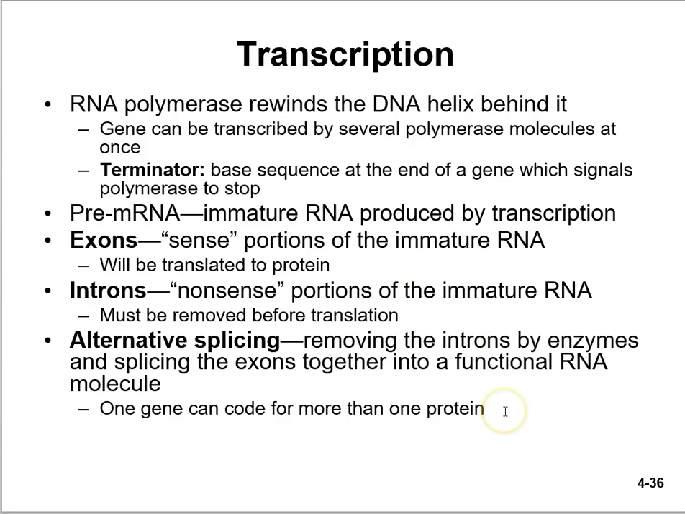So in alternative splicing, the introns are removed by enzymes and spliced out, and then the exons spliced together, and then we have our functional RNA molecule. So one gene can code for more than one protein by doing different types of alternative splicing mechanisms.